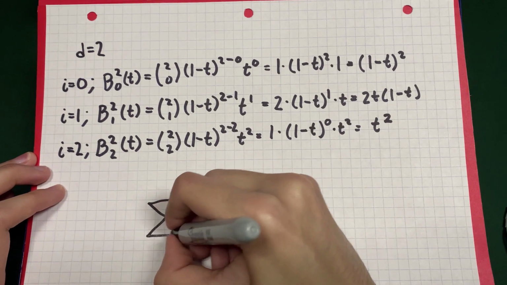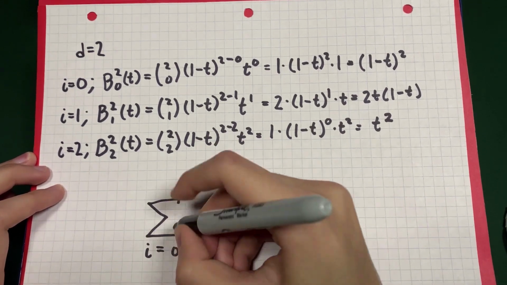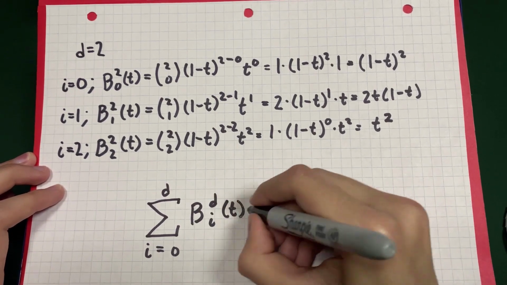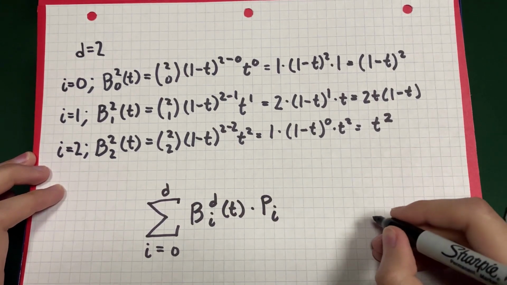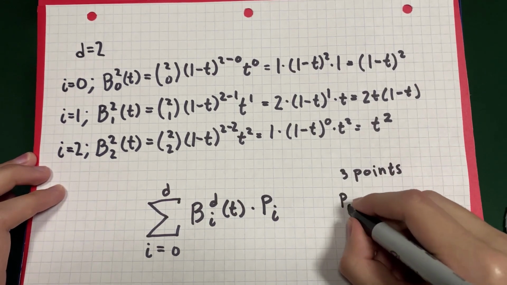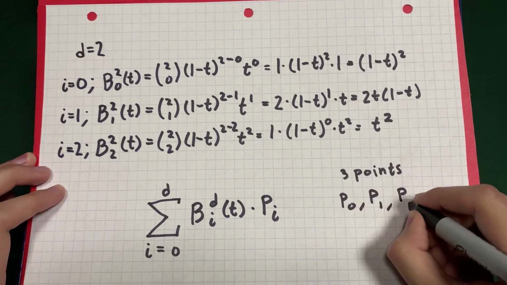Here's the general formula. We have a sum with i starting at 0 and ending at d. Inside the sum, we have the Bernstein polynomial times p sub i. p sub i is a control point, so if we have 3 points, they'd be p sub 0, p sub 1, and p sub 2.